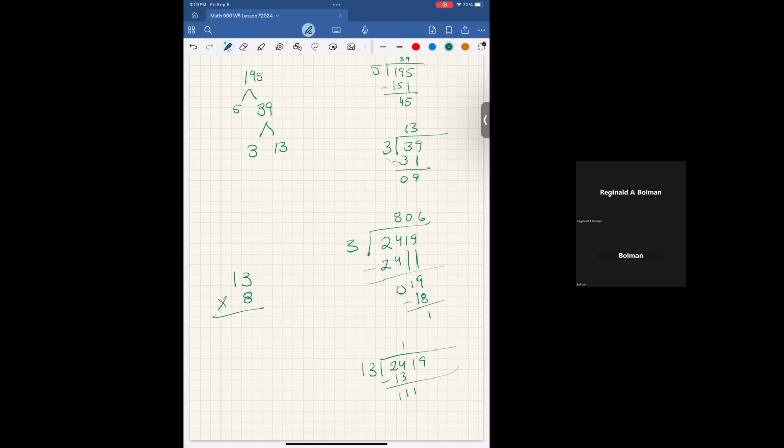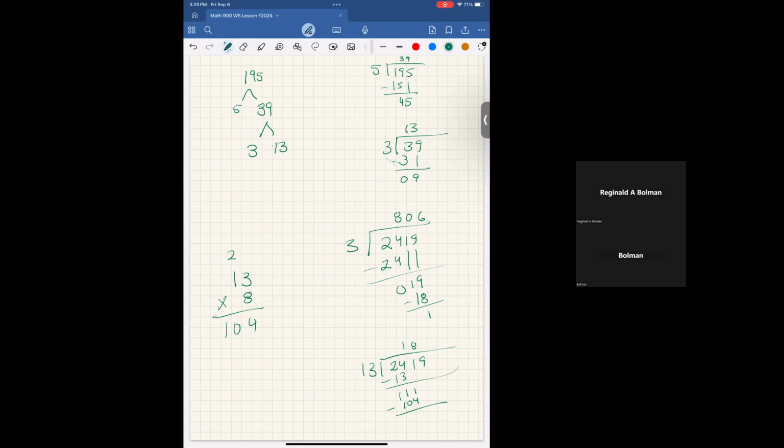8 times 3: 8, 16, 24, right? We'll carry the 2. 8 times 1 is 8, plus 2 gives you 10. So that's 104. And that is, in fact, close enough to 111 that we wouldn't be able to add another set of 13. So it turns out that 13 goes into 111 exactly 8 times, and 8 times 13 gives you 104. So we'll just do that.